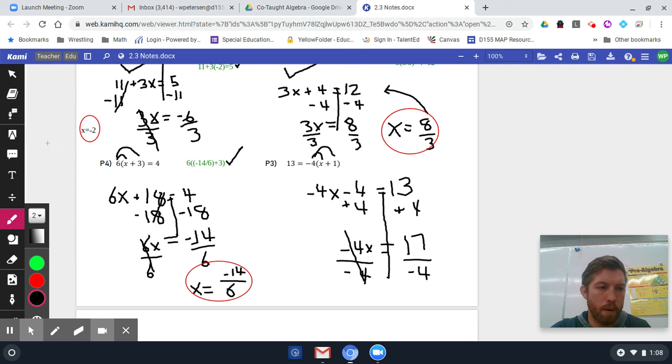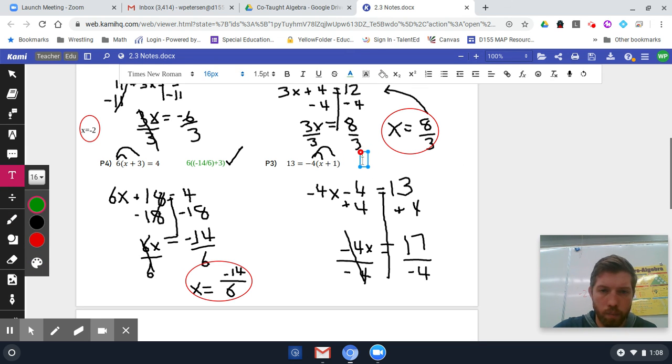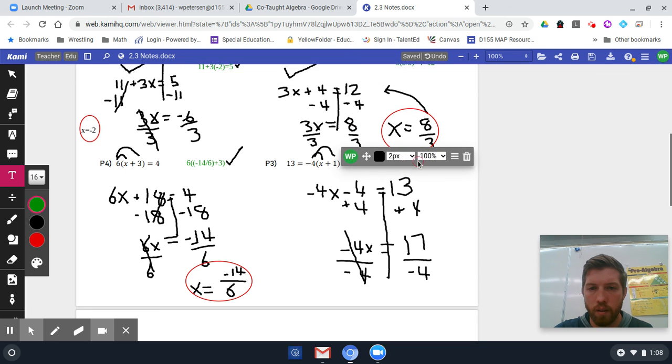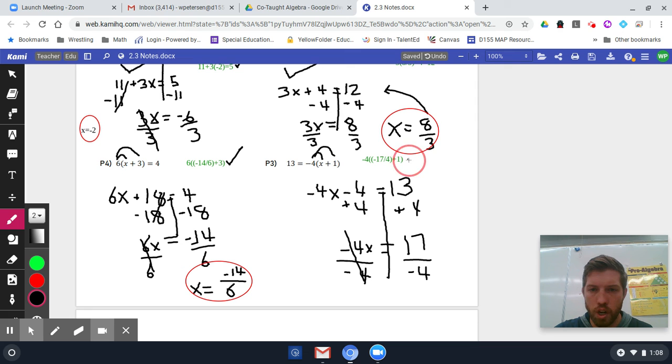Okay. I'm going to type out how I put that in my calculator. What I did was negative 4 parentheses again, and I put negative 17 over 4. I just put the negative with the top number. The whole thing is negative. It doesn't matter whether it goes to the top or the bottom, so we always put it with the top. So negative 17 over 4 plus 1 parentheses. If you plug that into your calculator right there, you're going to get 13 as your answer. It works. We check it. We circle it. We move on.